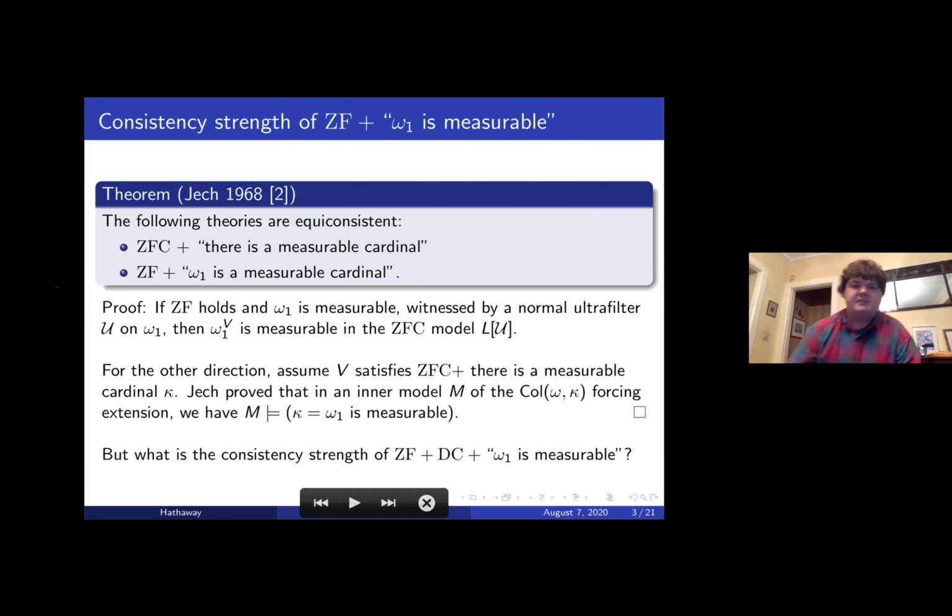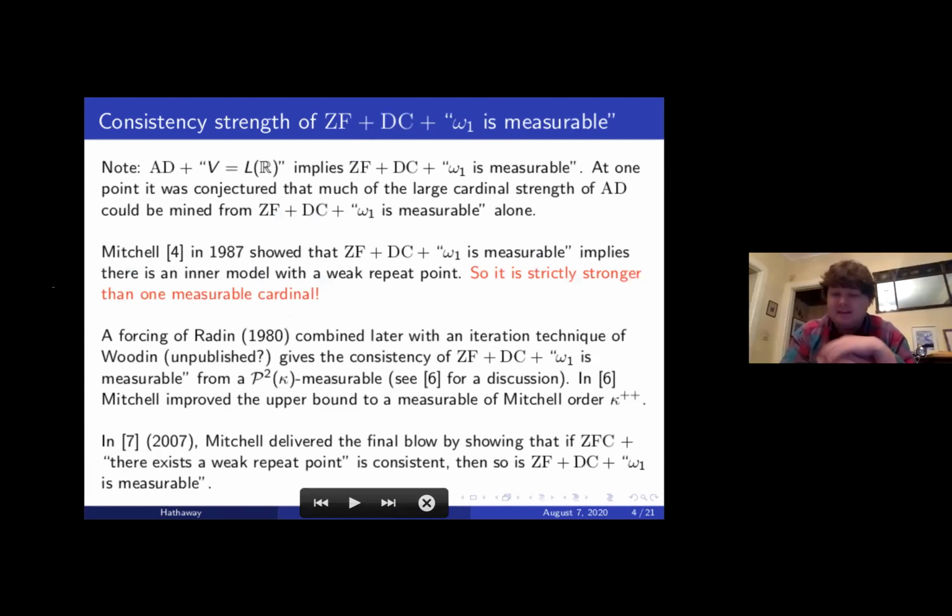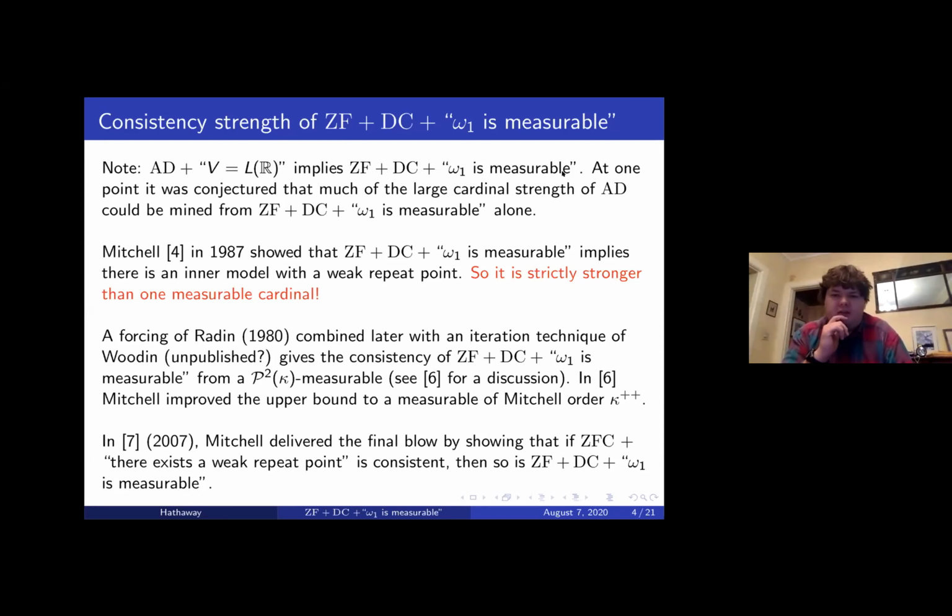What exactly is the consistency strength of ZF plus DC plus omega 1 is measurable? Let me just note that AD plus V equals L of R implies ZF plus DC plus omega 1 is measurable. AD just implies omega 1 is measurable, but AD plus V equals L of R implies DC. Anyway, just to get our bearings, at one point, people thought that a lot of the large cardinal strength of AD actually followed from ZF plus DC plus omega 1 is measurable.